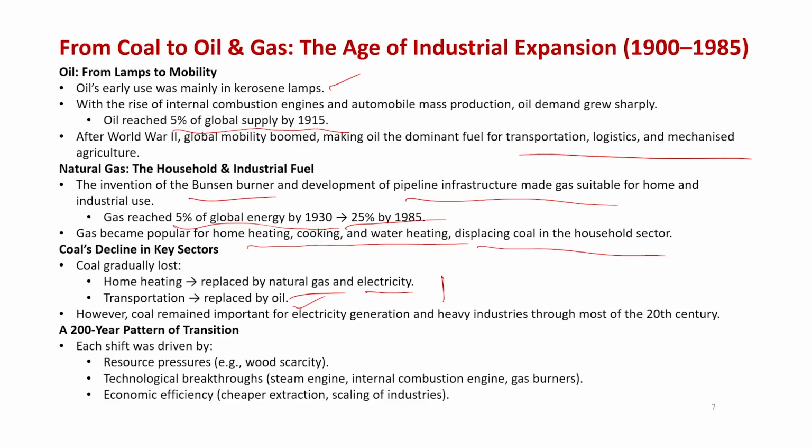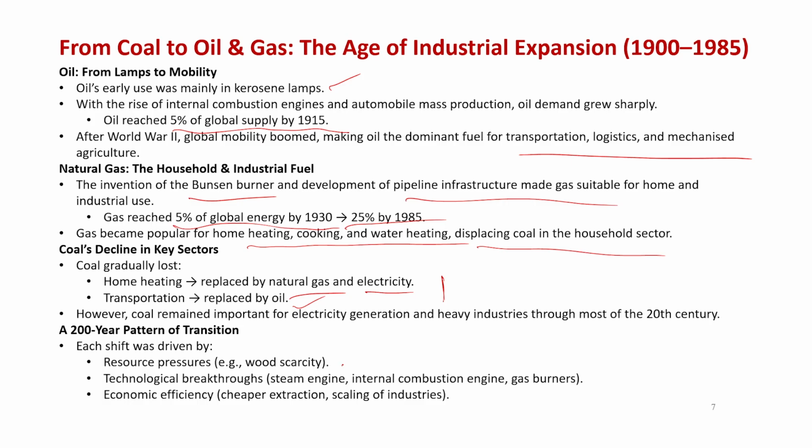For heavy industries, it was a major source of energy almost through most of the 20th century. And we will look into that, how numbers are changing, and what the dependence of the world on coal still is. So overall, if you look at this energy transition over the last 200 years, how it has evolved is that it has primarily been driven by three factors.